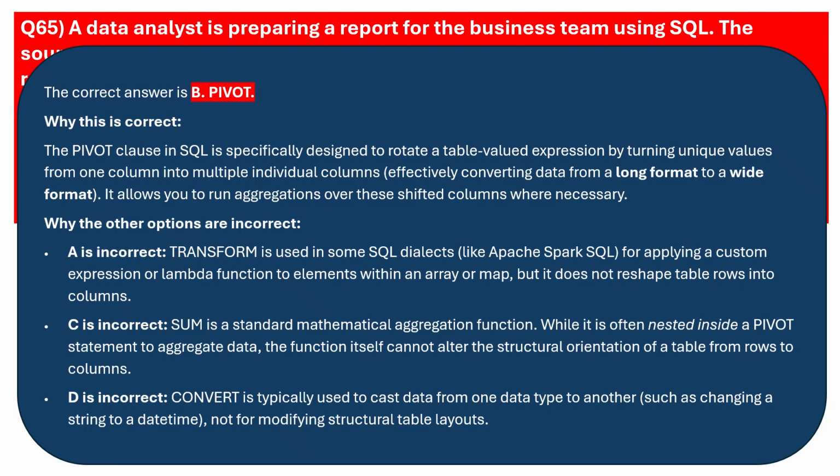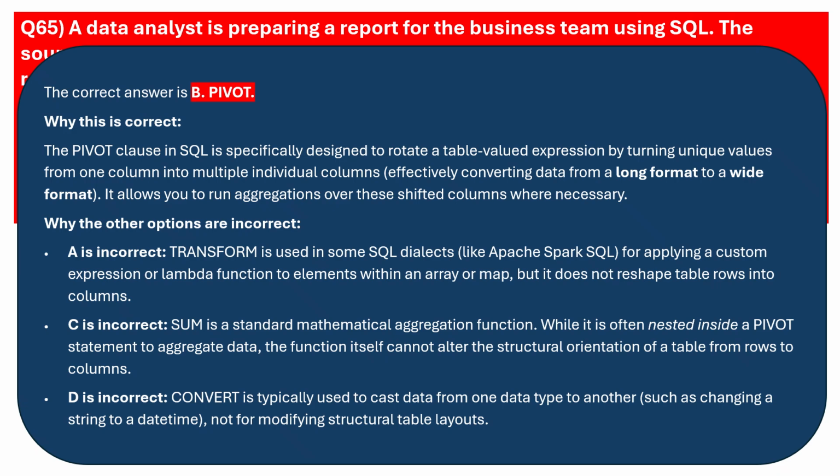The pivot clause in SQL is specifically designed to rotate a table-valued expression by turning unique values from one column into multiple individual columns, effectively converting data from a long format to a wide format. It allows you to run aggregations over these shifted columns where necessary.